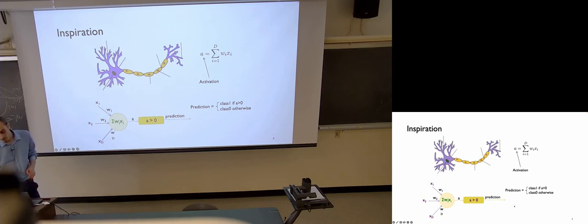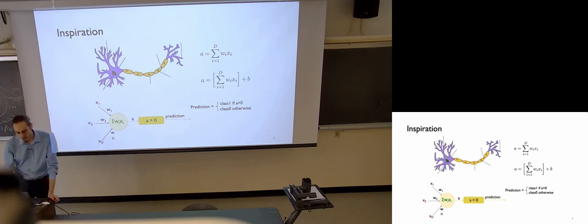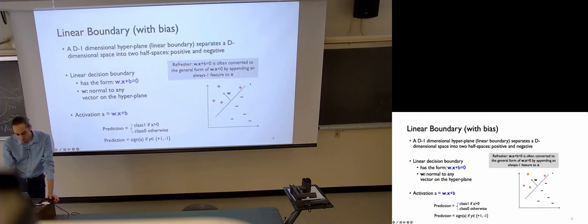So the prediction again will be a 1 or a 0, if we send a signal or if we don't send a signal. The idea of inspiration does come from neuroscience, and this will be the equation. So again, we sum all the inputs and do a weighted sum, weighted by W, and then we add a bias term, and that will be our activation.